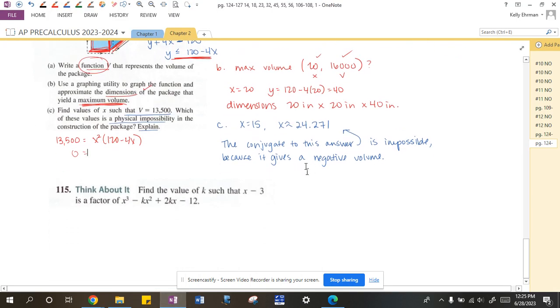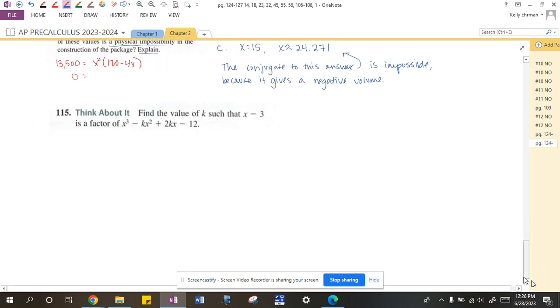Okay, final question. This is a great question that is very AP-like, so something that you'll see this year and next. Find the value of k such that x minus 3 is a factor. So what does it mean to be a factor? It means that if we do synthetic division with 3, which is the 0 coming from this supposed factor, we should get a 0 remainder in the end.